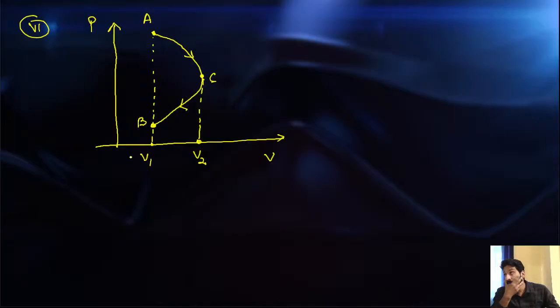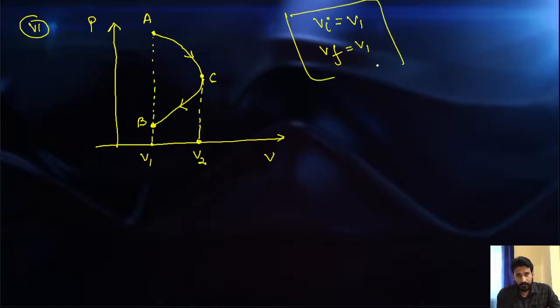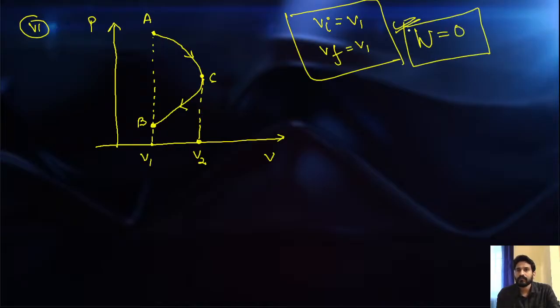So most of the students think like this, that the process starts from A. The initial volume is V1 and the final volume is V1. It means volume is not going to change. Is it clear to you? And if volume is not going to change, then work done will be 0. So this is the thought process most of the students have.